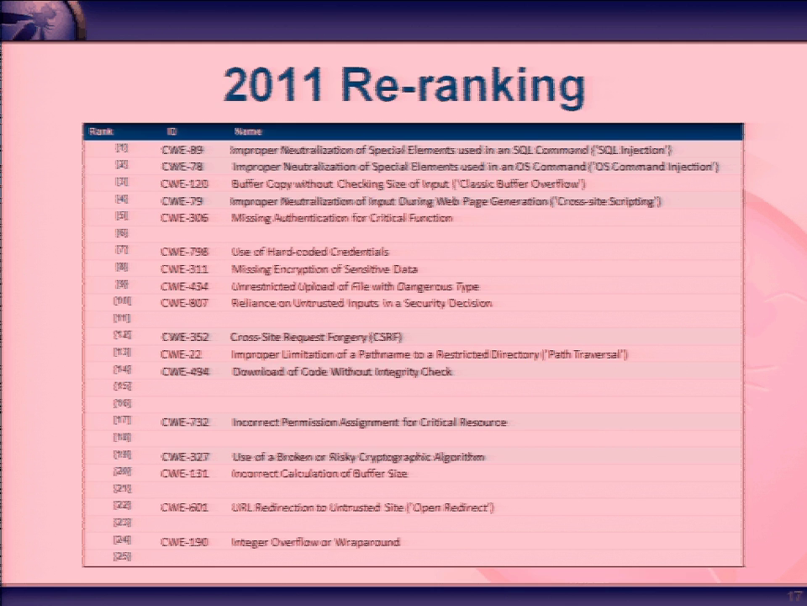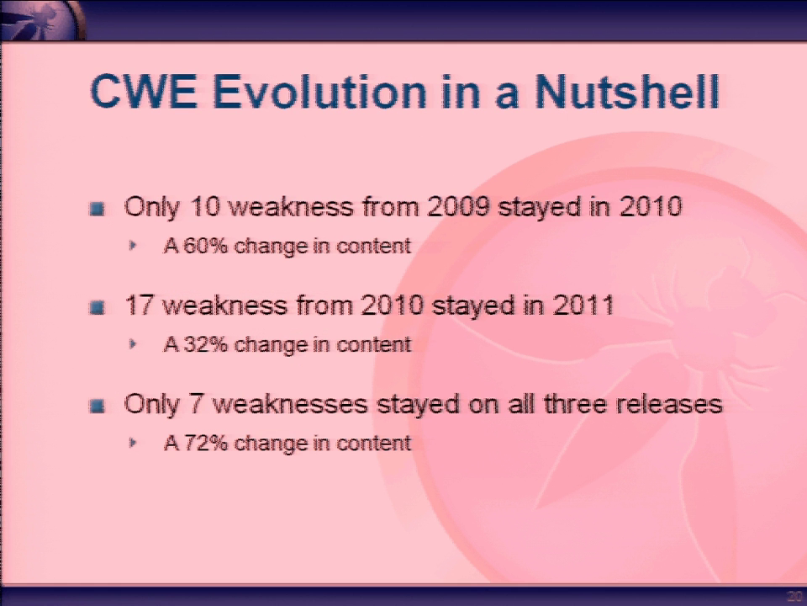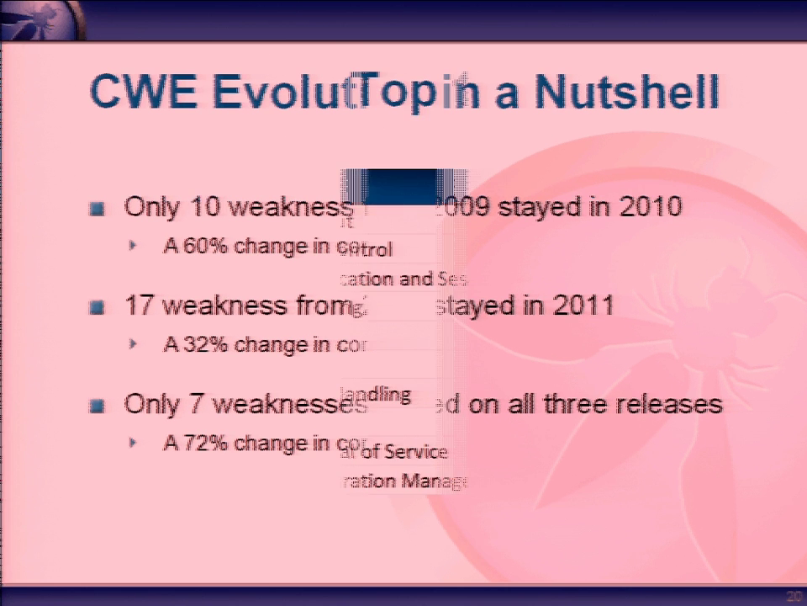All right, so from 2010 to 2011, there was a 32% change in the content, and 17 weaknesses stayed on the list. In 3 years, there was a 72% change in the list. That's significant. If compliance is your target, or building policies around this is your target, or building software to meet these standards is your target, 72% in 3 years is a big change. All right, so how did OWASP do?